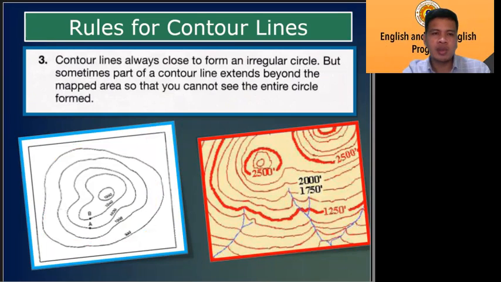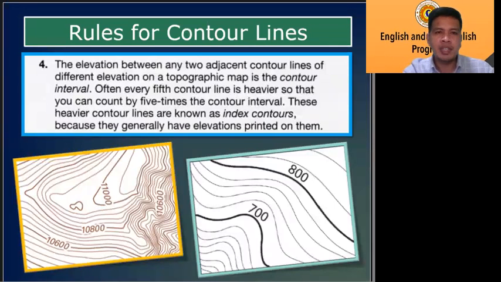And for rule number four, the elevation between any two adjacent contour lines of different elevation on a topographic map is the contour interval. So we have here this one. We call this the contour interval.